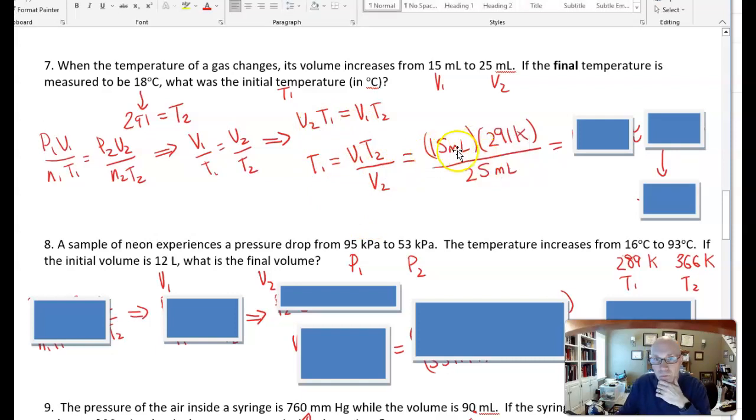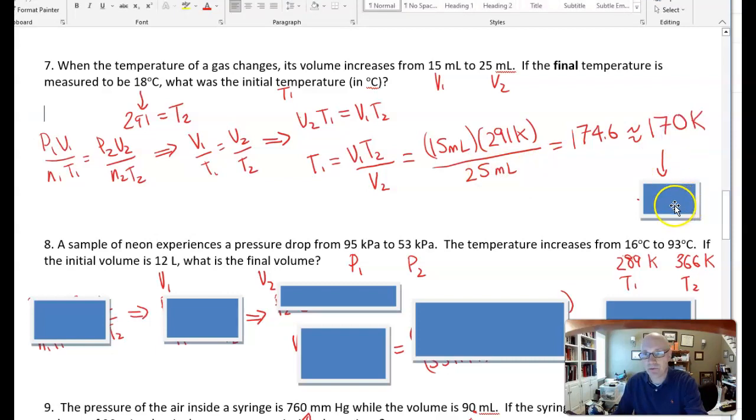Plugging in, we're going to get this expression right here. And notice you have it so that your units of volume match, so that way when you do the math on it, they will cancel out. This pops out first. We're going to round it to that. But then notice that the question asks us to give the answer in Celsius.